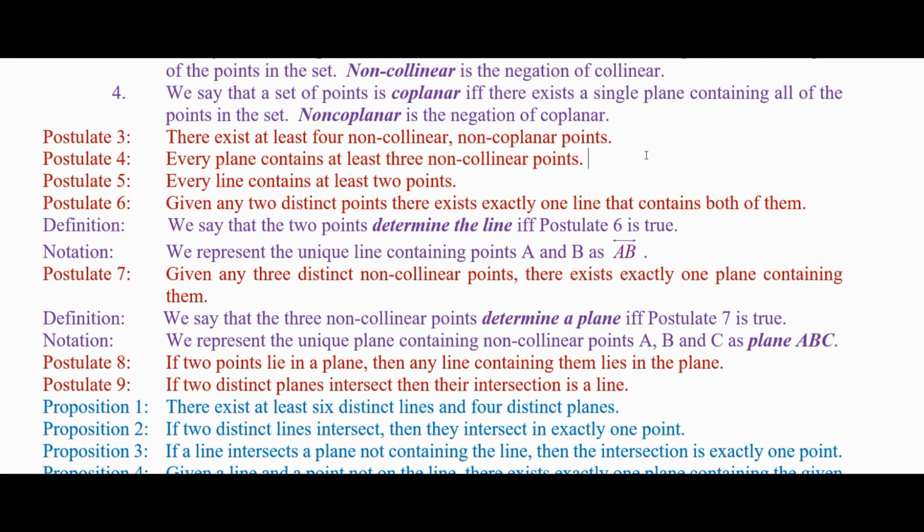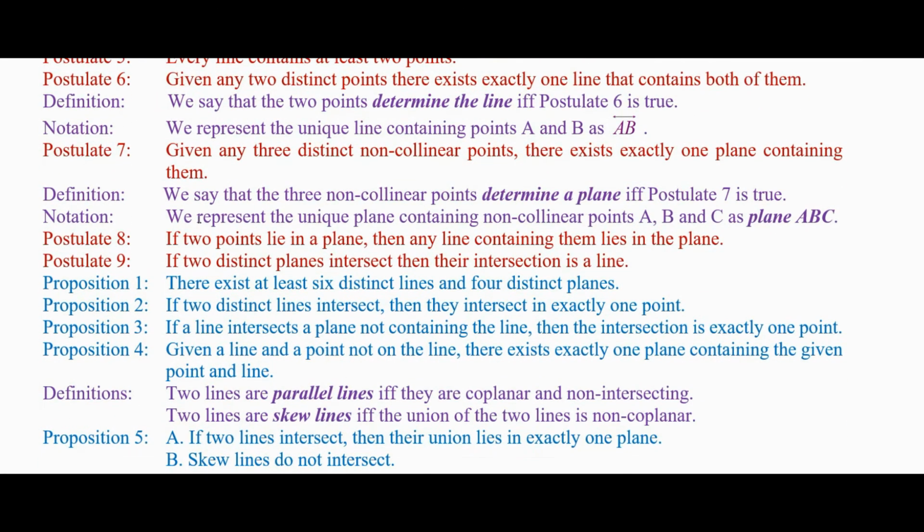Postulate 8: if 2 points lie in a plane, then any line containing them lies in the plane. Postulate 9: if 2 distinct planes intersect, then their intersection is a line. And from those, we can prove a few propositions. Proposition 1: there exist at least 6 distinct lines and 4 distinct planes. We'll prove that in our next video.